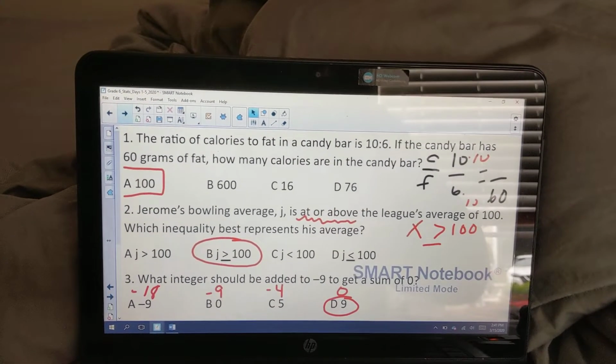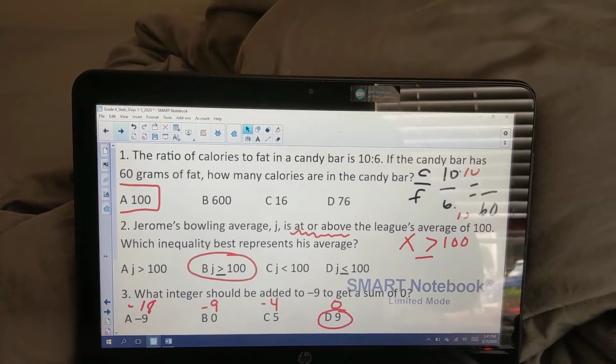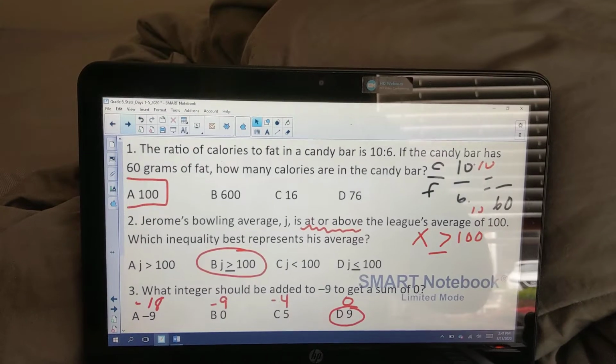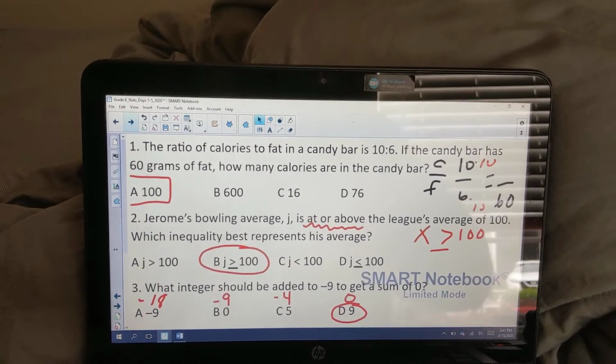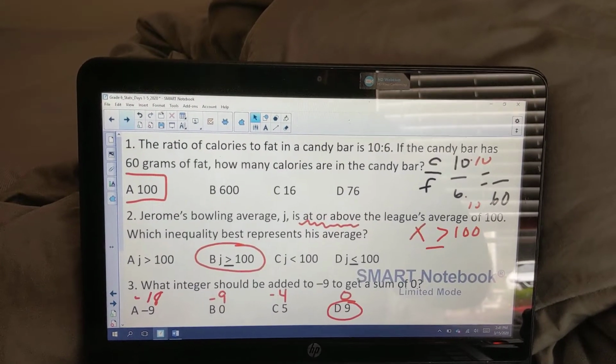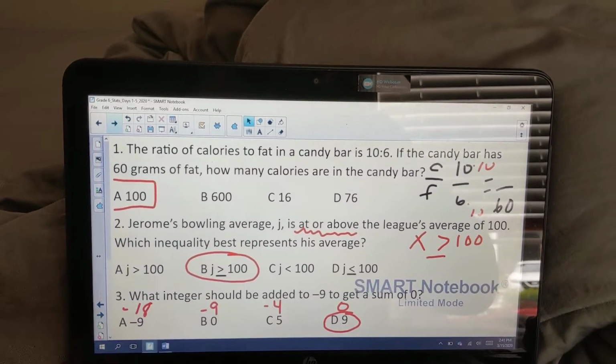Number 2, Jerome's bowling average J is at or above the league average of 100. So we know that Jerome bowled 100 or more. So 100, 102, 105, 120. His score must be at or above 100. So it's greater than or equal to 100.